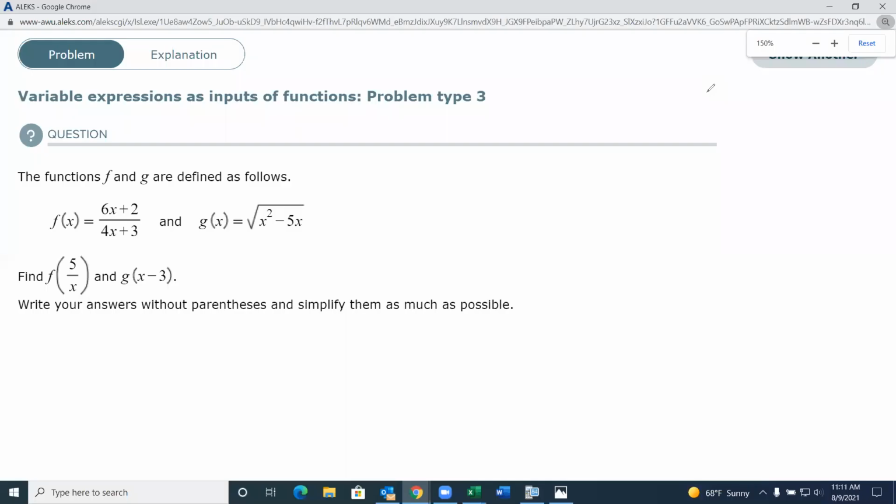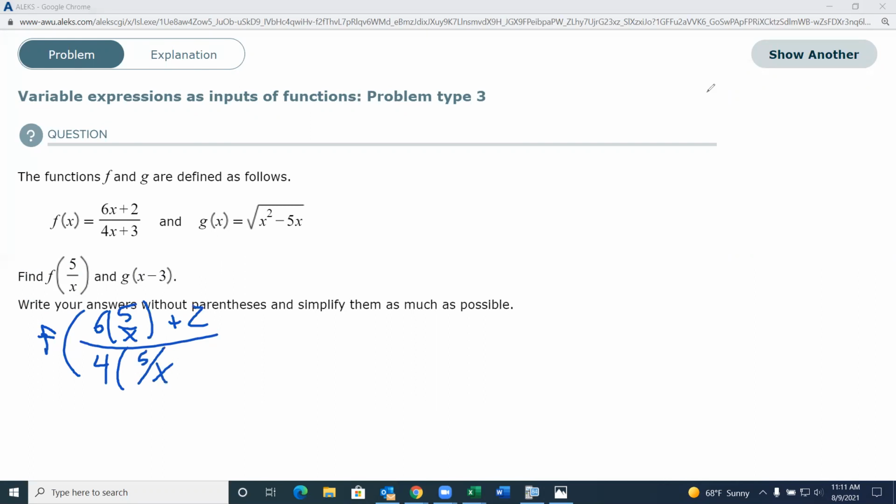Okay, so now we've got a couple of functions, and we want to know. We're going to do the same thing. There's variables we're plugging in, but who cares? Whatever's inside the parentheses, you plug it in for x. So don't get all confused on it. So the first one says, for the f function, replace all of your x's with 5 over x. All right, so do it. So my answer is still going to have an x in it, and that's okay. Nothing wrong with that.